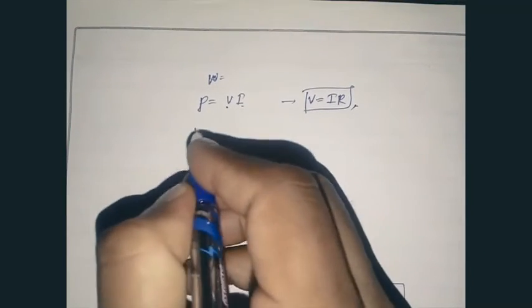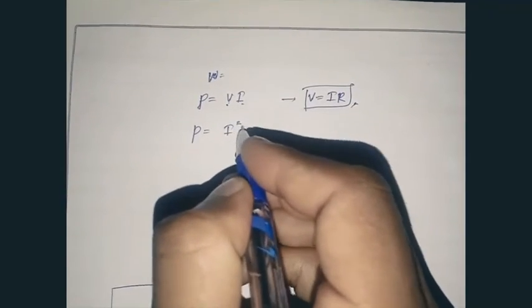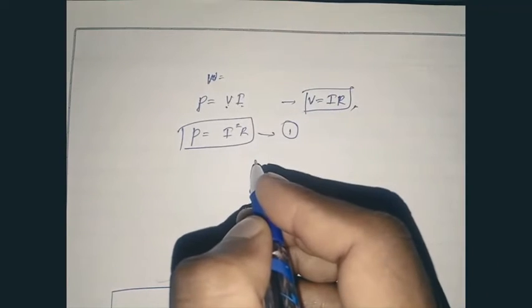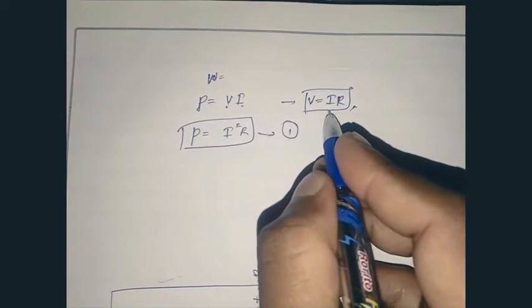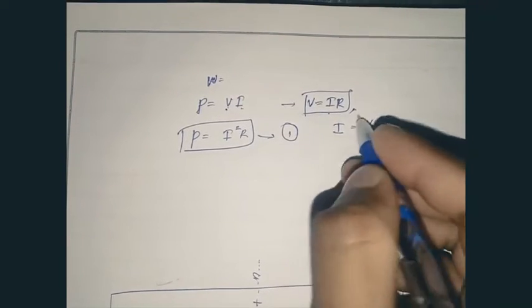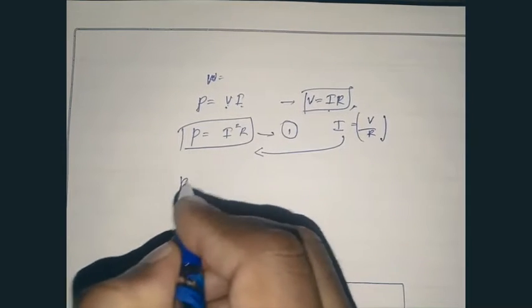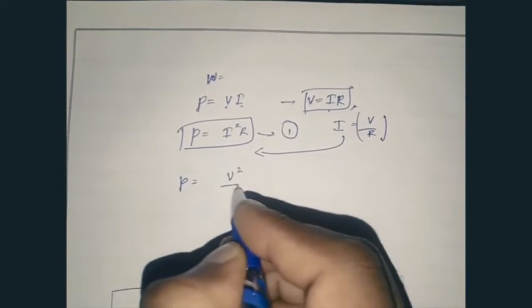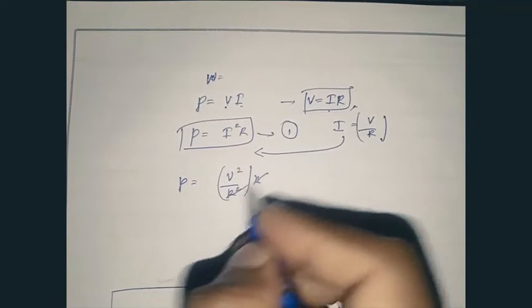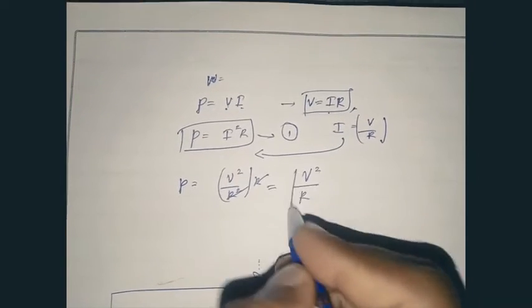So P is equal to VI, and what is V? V is equal to IR, so I can write I square R. This is one form of power. Now again, if I solve for I is equal to V by R and substitute it in this equation, P is equal to V square by R square into R. So one R gets cancelled and one R remains, which is basically V square by R.